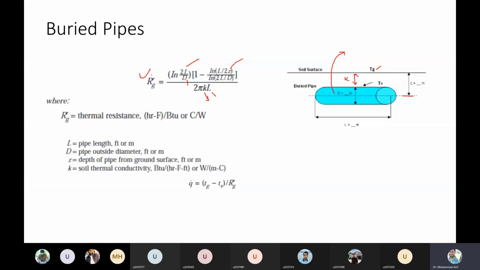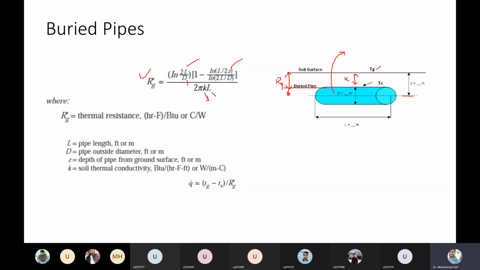Sir, sorry to cut you off, sir. This formula will give us the total resistance, the combined resistance of the pipe and the soil, or just the pipe? So this is basically the heat transfer from pipe to that surface, right? So that means the resistance will be from pipe to that surface, right? So this is the overall heat transfer from the outside of the pipe to the soil surface, right? So that's the value of Rg.